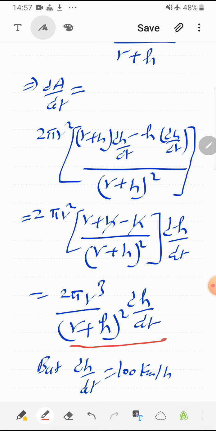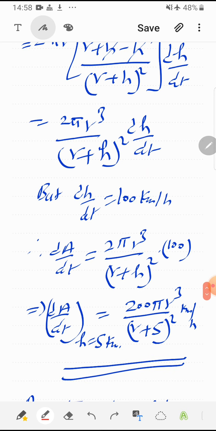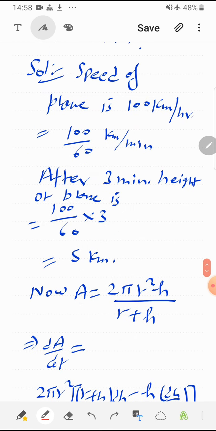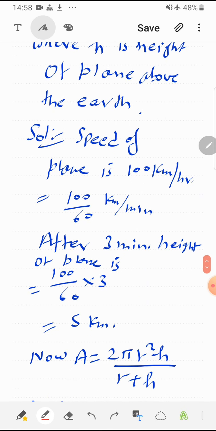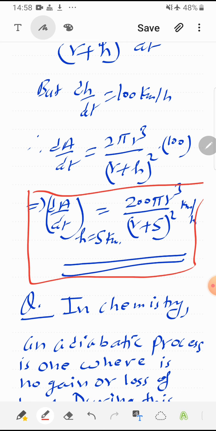Now the speed is given, 100 km per hour. Basically as the plane is ascending upward, this is dh by dt, the rate of change of height. So I have to put dh by dt as 100 km per hour. So I am putting this value, and the height we calculated in the beginning, which is 5 km. This also I am putting, so that the final expression is this. This is the final answer.